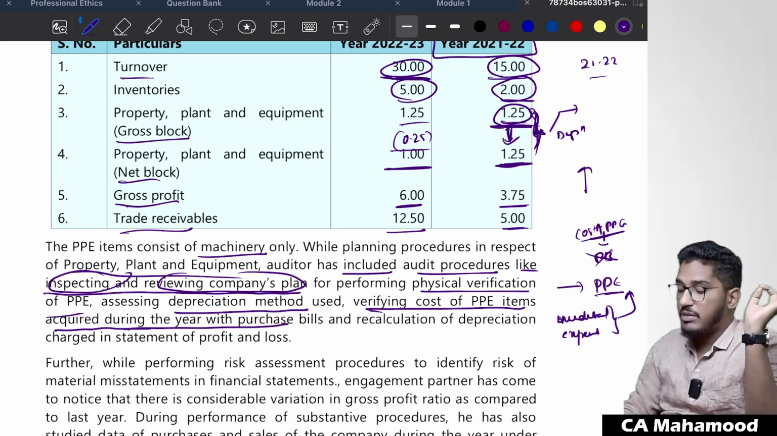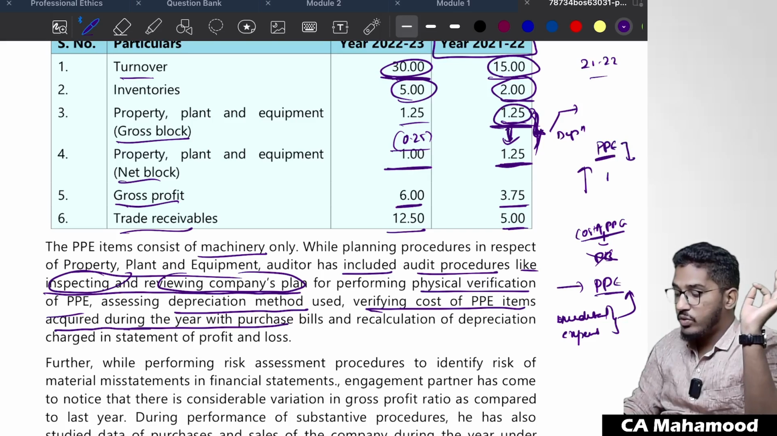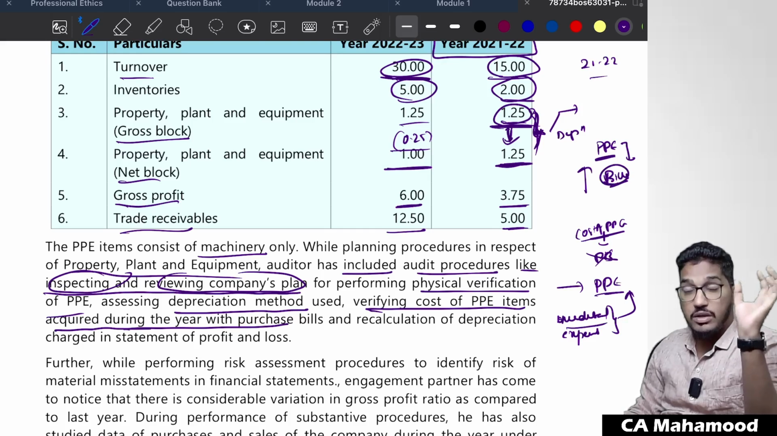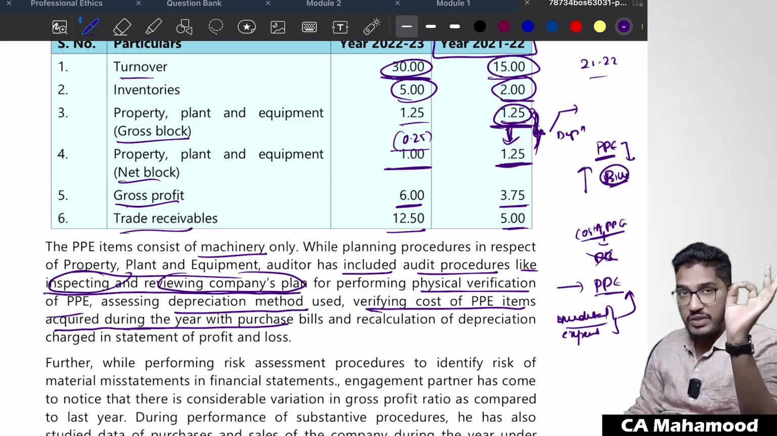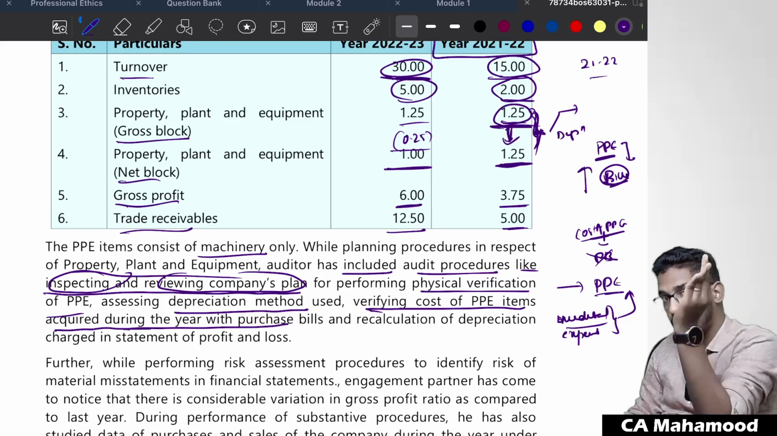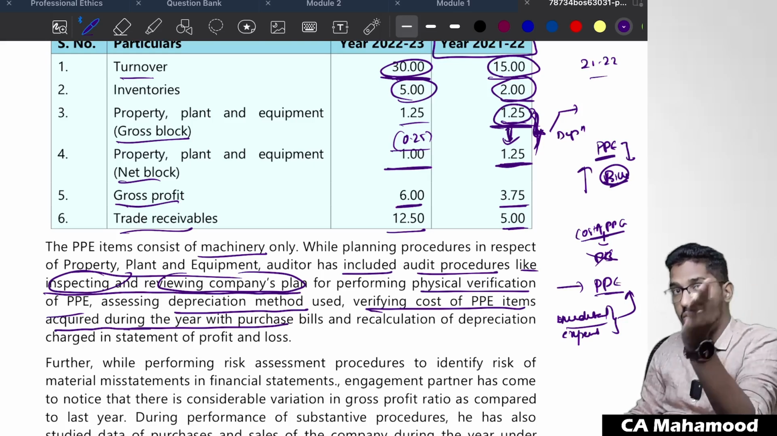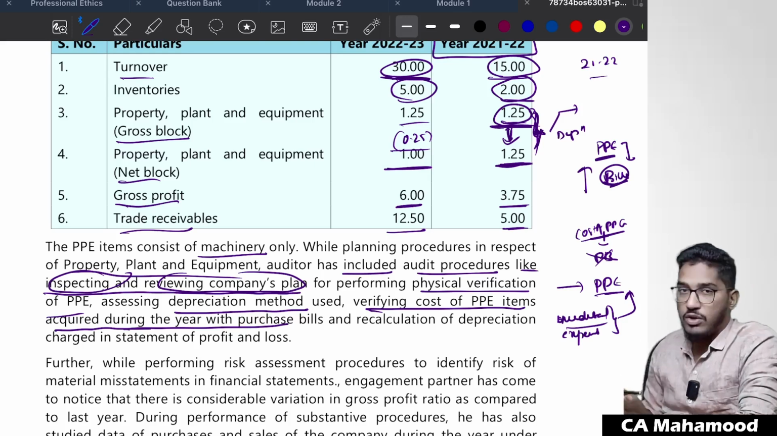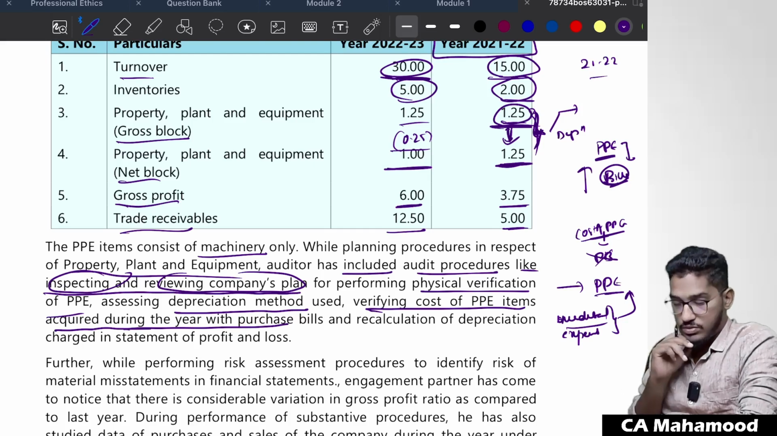So you tell me, in order to know whether the cost of the PPE is correct or not, can you simply rely only on the bills? No, only on the purchase bills you cannot rely. Why? Because we have to verify other things also, like installation expenses and whatever transportation charges, freight inwards, till the time the asset is ready for use, all those expenses should be capitalized. So verifying only purchase bills will not be enough. You need to verify the other things also.